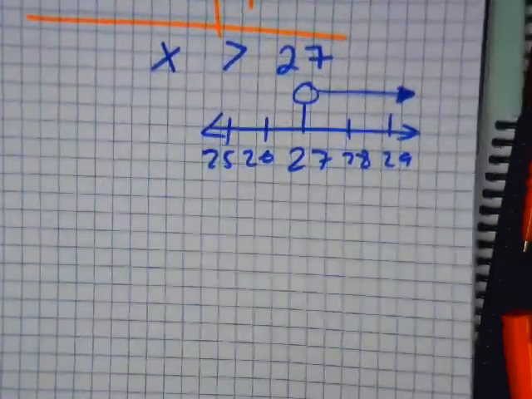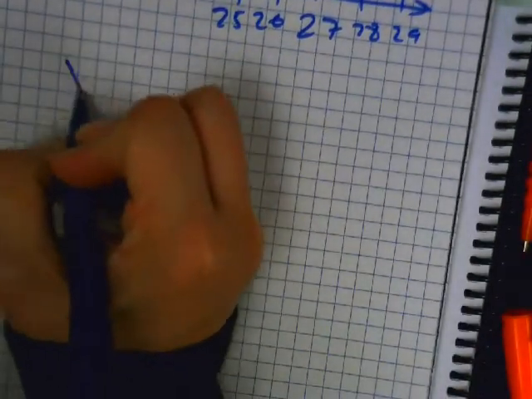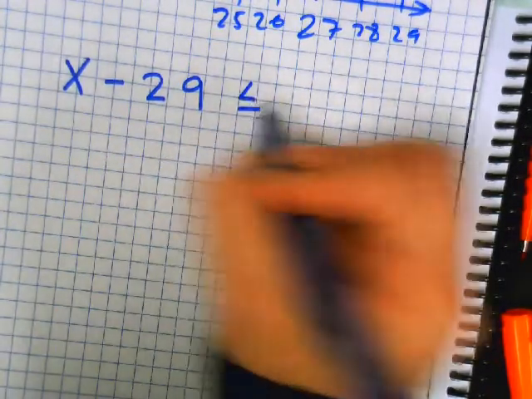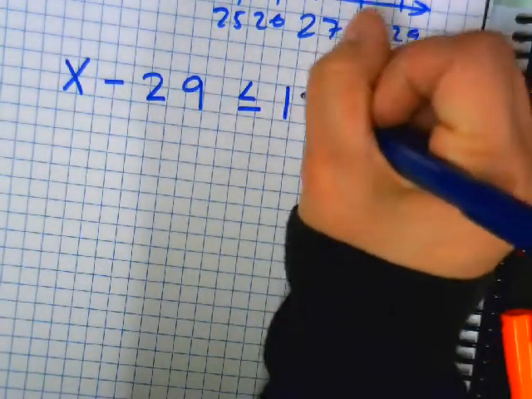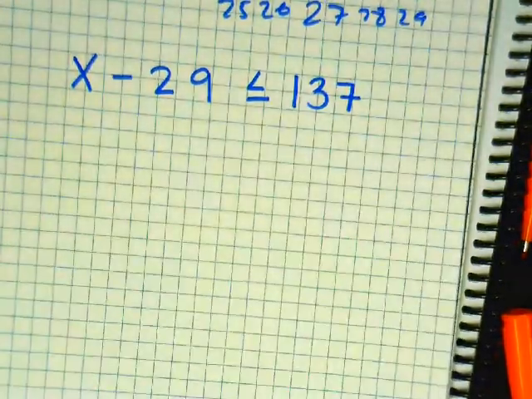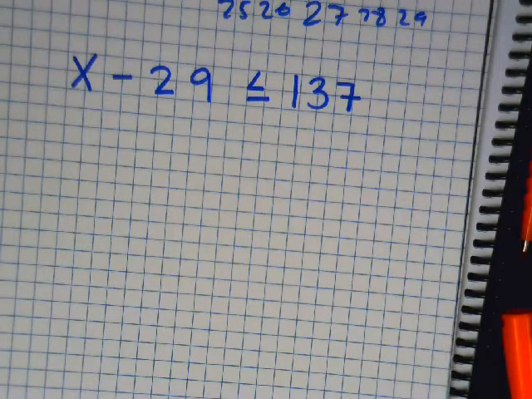We'll do another easy one. All right. x minus 29 is less than or equal to 137.